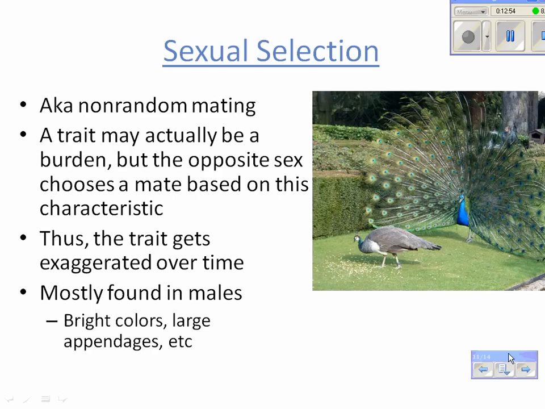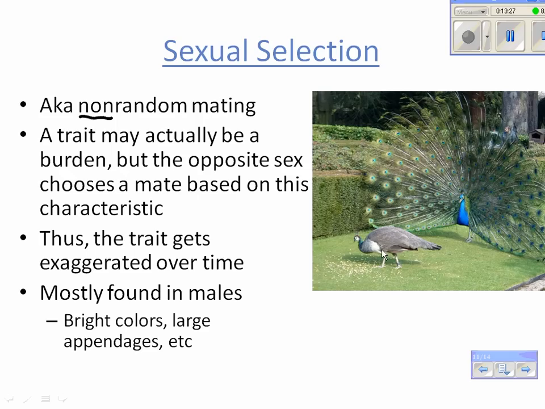Alright. Sexual selection is also known as non-random mating. The common example of sexual selection is peacocks. So you end up with male organisms that have these huge traits. I mean, really, this big tail on this peacock is bright. It attracts predators. It's so long and heavy that it's really hard for this peacock to run away from predators.